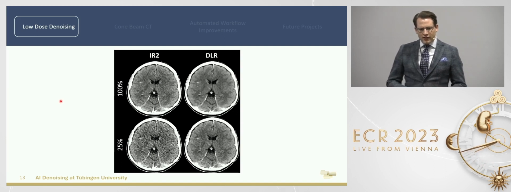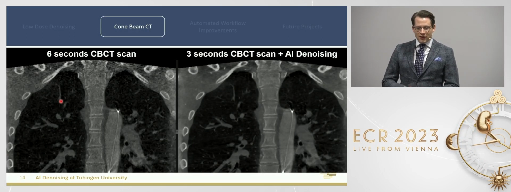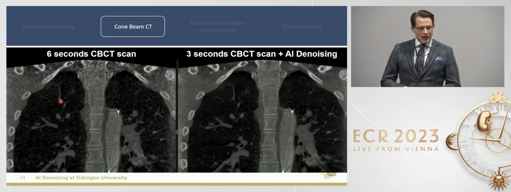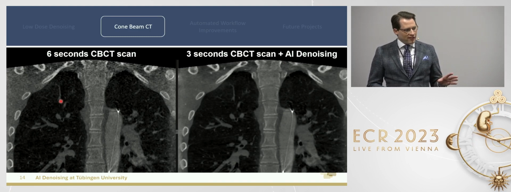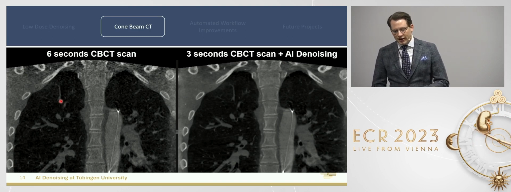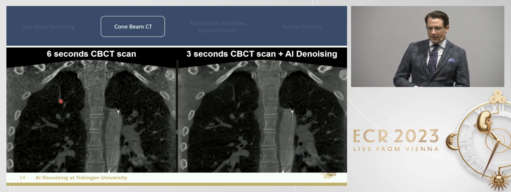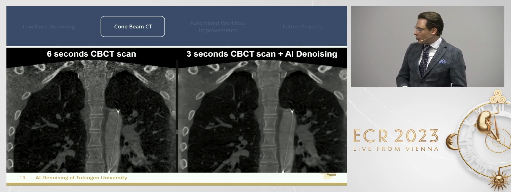I'm going to go on here because the next one is sort of my topic right now as well. Right now I'm in interventional radiology, so of course I'm looking into denoising in interventional radiology as well. Usually the flat panel detectors have a different noise distribution from CT detectors, so it's not as easy to anticipate whether the denoising will work there as well. But as you can see here, this is an example from a 6-second cone beam CT scan and a 3-second cone beam CT scan. Well, of course, it looks better, but why is that important in this regard?